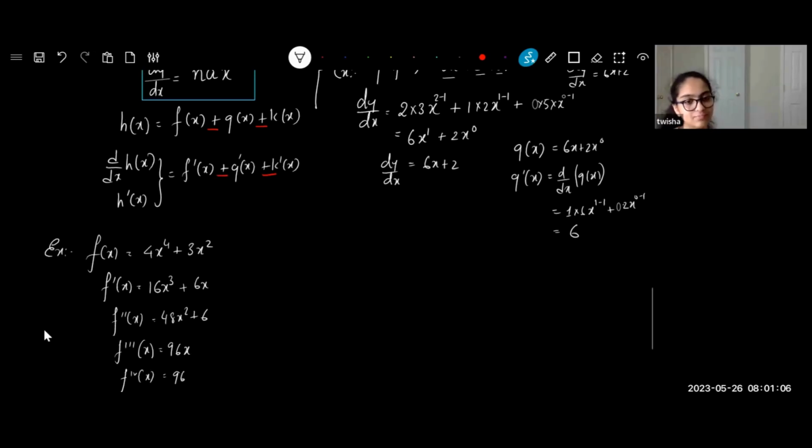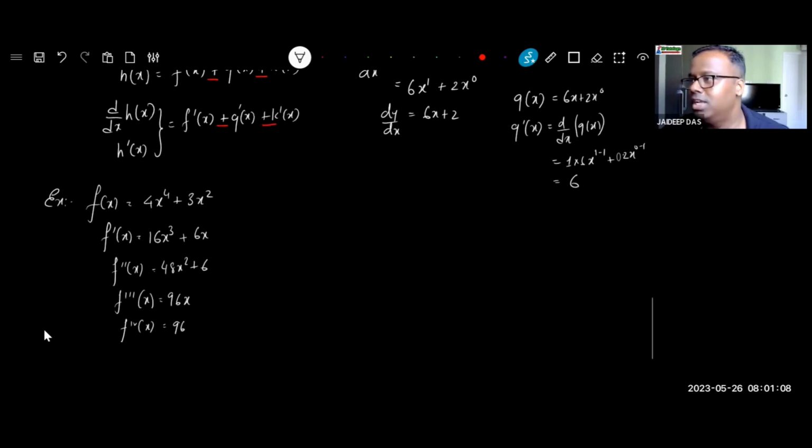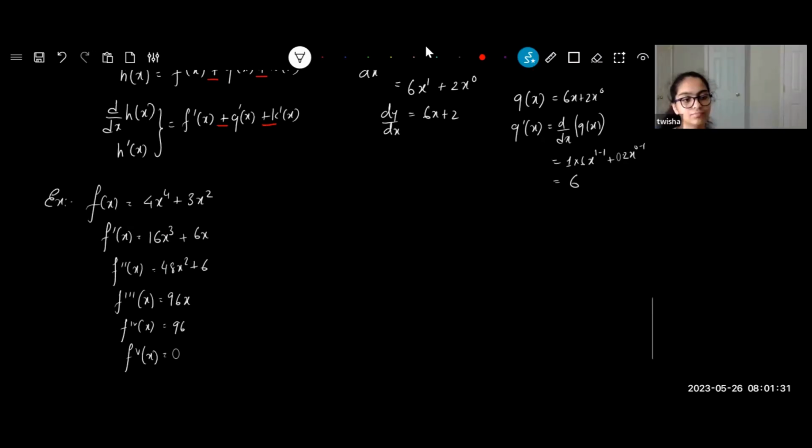Why did I do this? So that you get a flair of understanding how this thing works. Here it's x to the power 1, so it's a 1. Here it's x to the power 0, so it goes away. And if you do the fifth derivative of this, then it will be multiplication with a 0. So obviously you get a 0 because you're multiplying with the 0. Did this get inside your head?